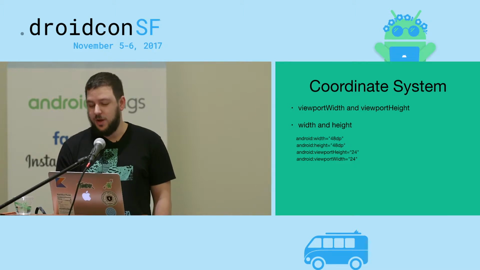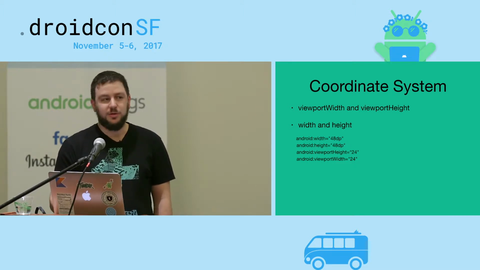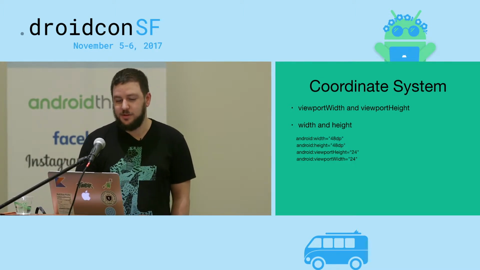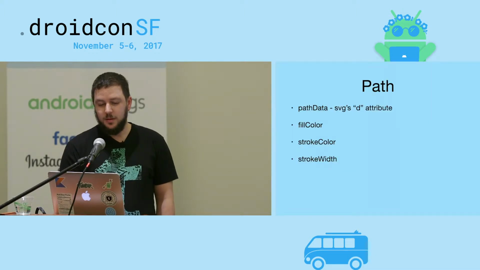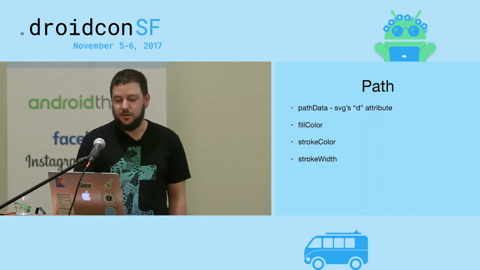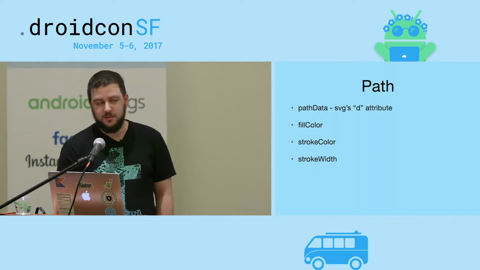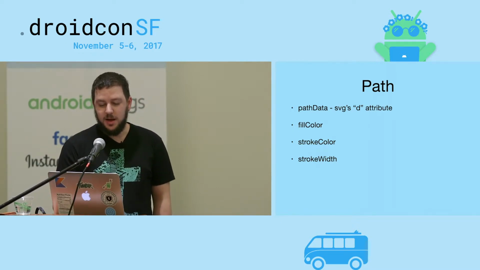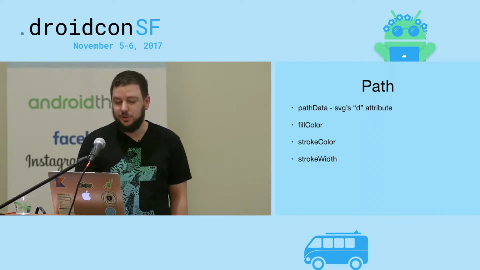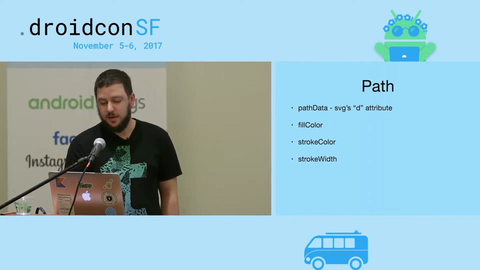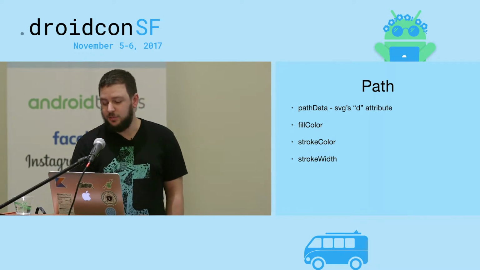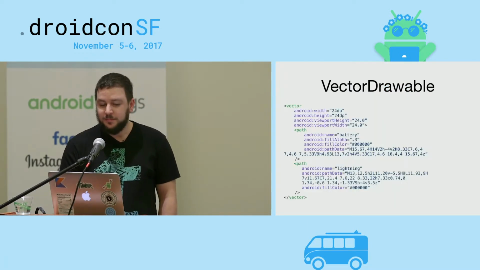And this is used when you want to support pre-lollipop devices. It generates PNGs at the right size, specified by these two properties. The path data element is Android's version of SVG's D element. And as you can see, the attributes are very similar. Path data is the same as the D attribute. Fill color, stroke color, and stroke width are pretty self-explanatory.